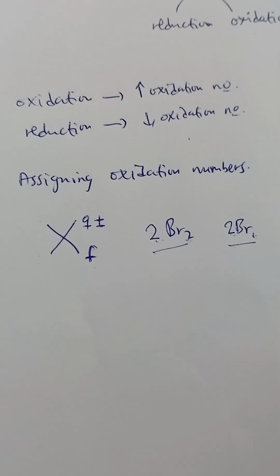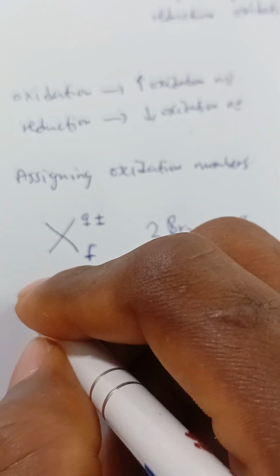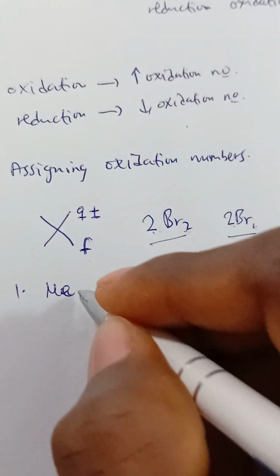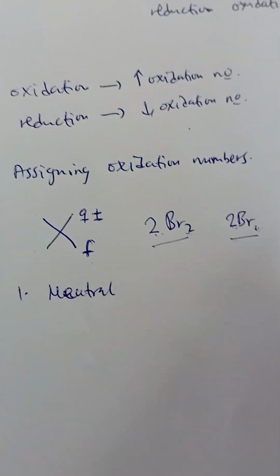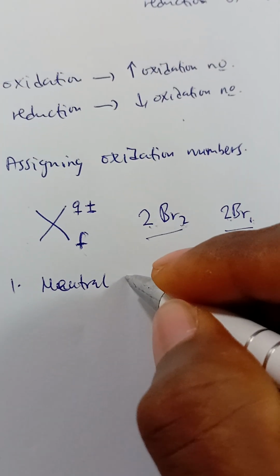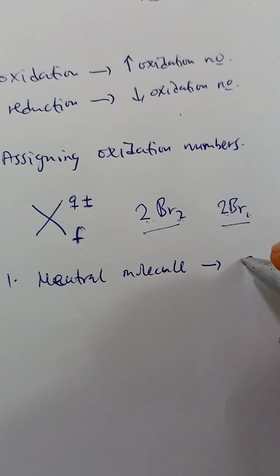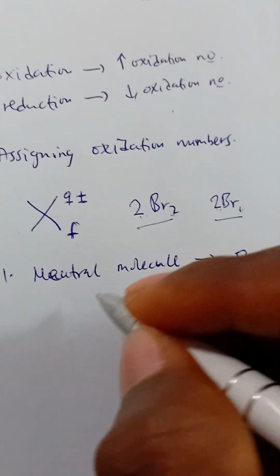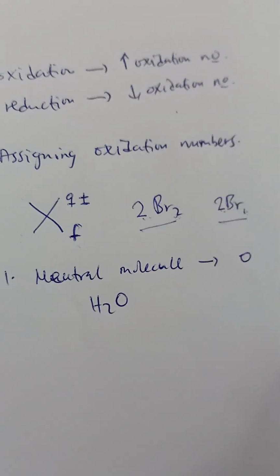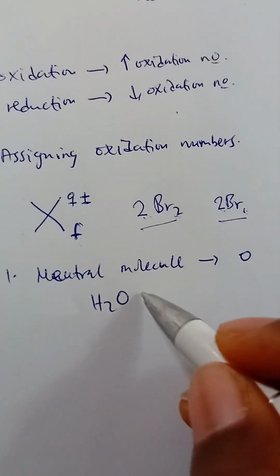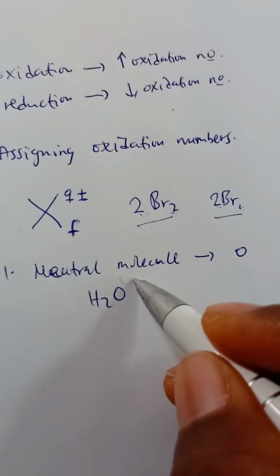So the rules you have to know is that if you have a neutral molecule or compound, then the oxidation number is going to be 0. So something like H2O, this is completely neutral. So the oxidation number is what? 0. We are not seeing any charge on top of it.